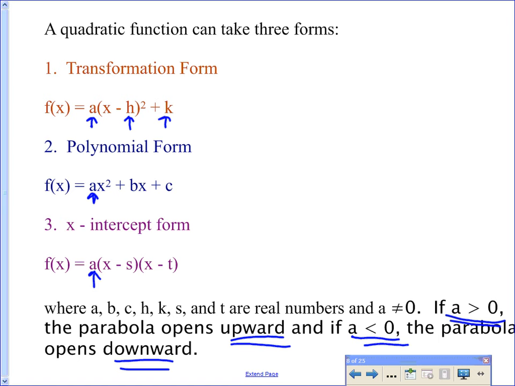In the transformation form, you've got h and k. This is transformation form because (h, k) is your vertex, and you'll see that in just a few minutes. In polynomial form, you're sort of used to using the quadratic formula in this case. Then in x-intercept form, you've got s and t being your x-intercepts, and that's why it's called x-intercept form. So again, if a is greater than 0, the parabola is going to open upward, and if a is less than 0, the parabola is going to open downward.